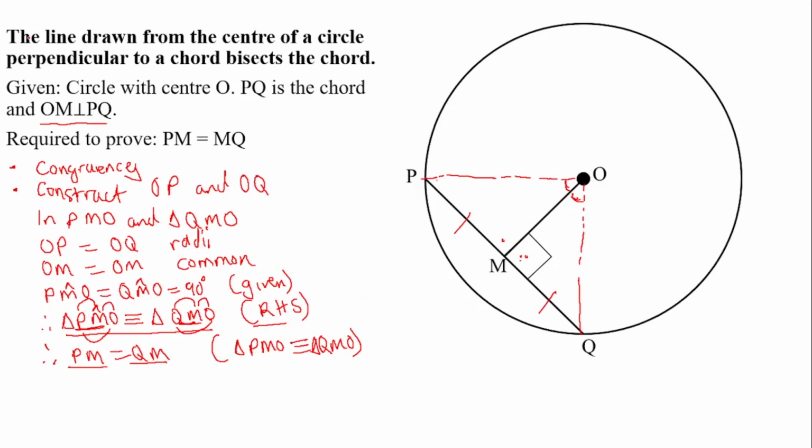And then it says that a line drawn from the center of the circle perpendicular to the chord will bisect the chords. You see that? So this line OM cuts the chord PQ into 2 equal parts, PM and MQ. Remember the reason for this theorem. We say line from center perpendicular to chord.